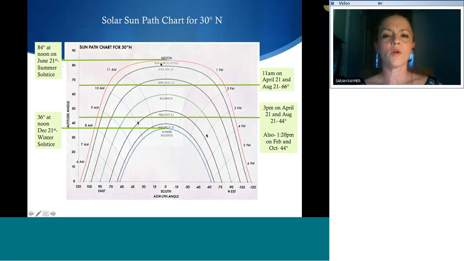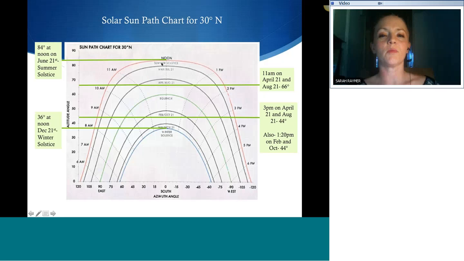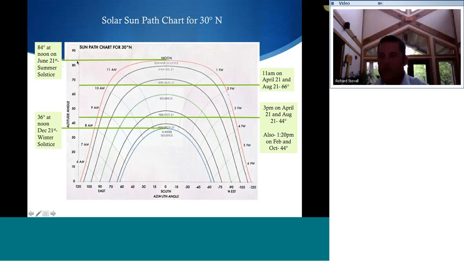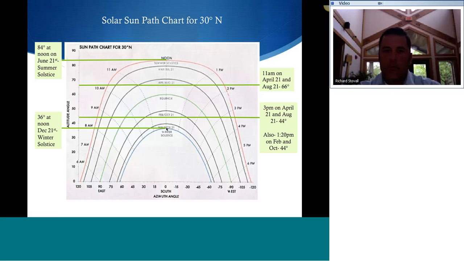Here's some more examples. A lot of you are probably familiar with this. We have winter solstice in December. We have January, February, March, April, May, June, July, August, September, October, November, December. In June, on the summer solstice, the solar altitude angle is 84 degrees. That means it's close to directly up in the sky right above us. At noon on December 21st, the solar altitude angle is 36 degrees. So it's quite a bit lower in the sky at noon. That's still the maximum solar exposure we'll get in the winter time.